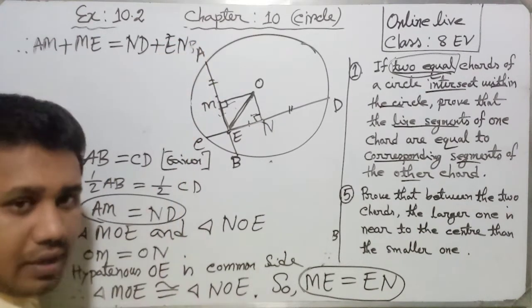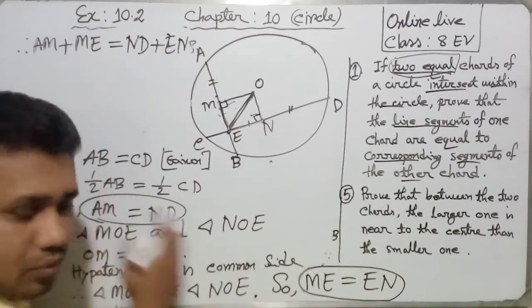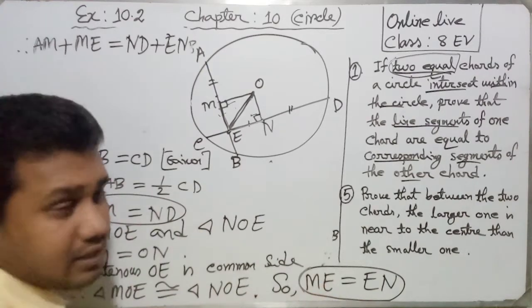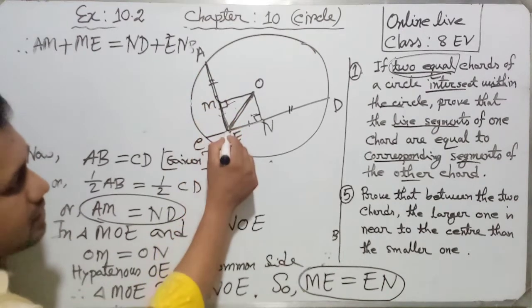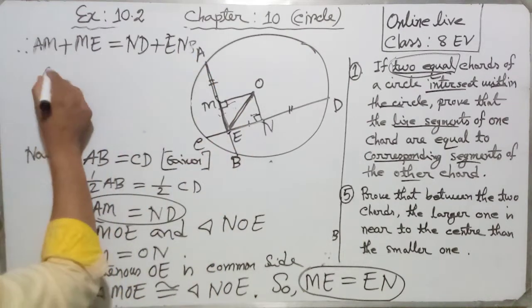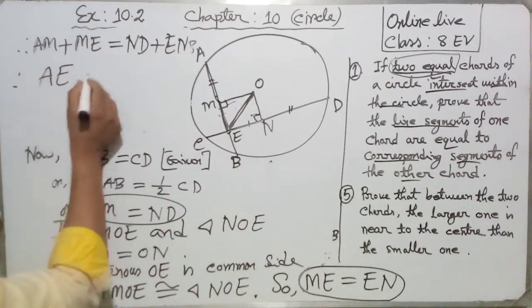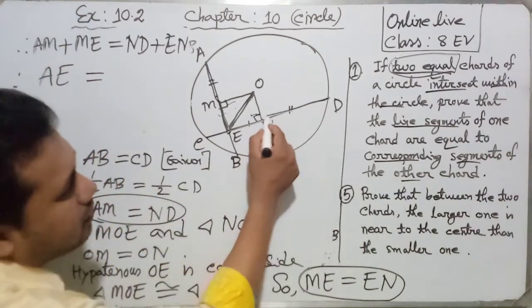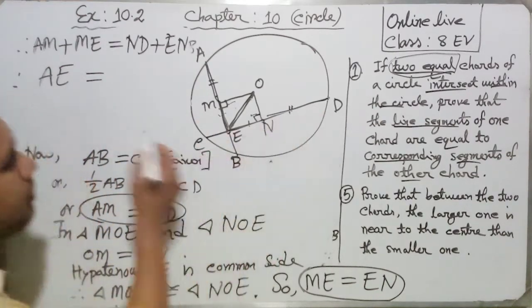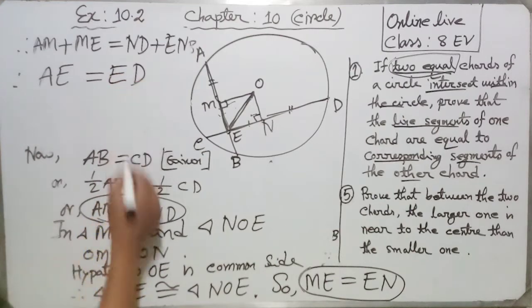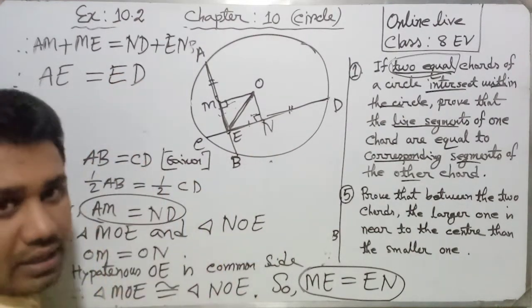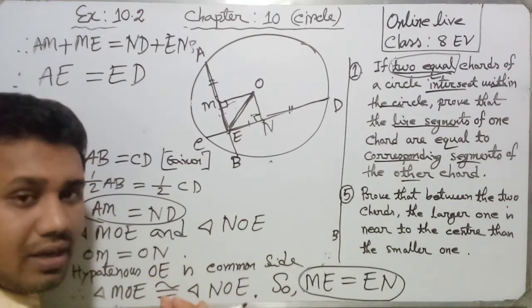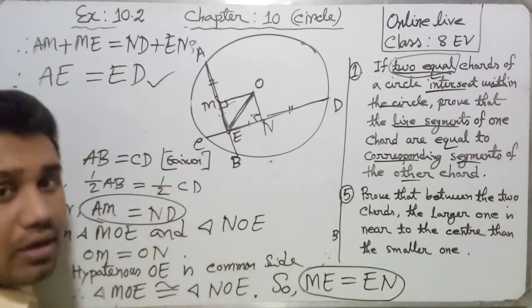That means if we add these two equations, left hand side with left hand side, right hand side with right hand side. Now look, AM plus ME, so it will be AE, and DN plus EN, so it will be ED. E D or D E, both are same, so we can say AE equals ED. Look dear students, this is our required part, so we can say they are proved.